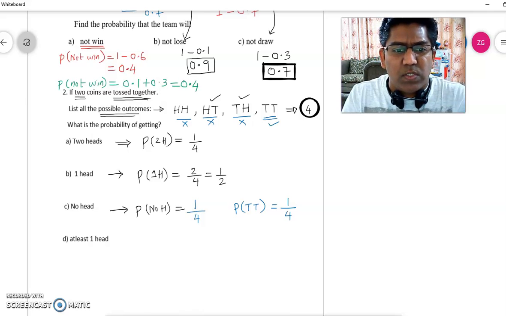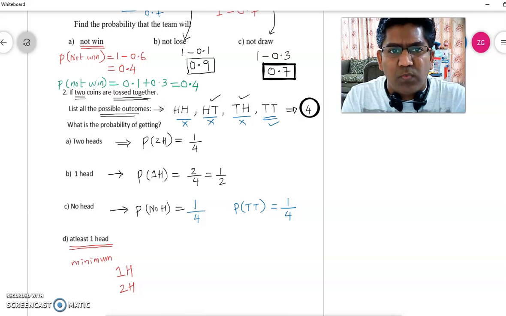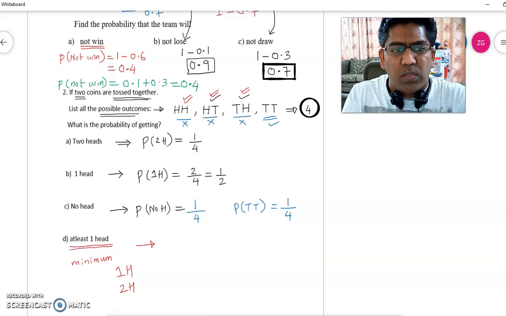Last one. Now this question you need to be a bit careful. It says probability of getting at least 1 head. At least means minimum. So minimum 1 head. So you are okay with 1 head or 2 heads. So how many possibilities do we have with heads? The first one has 2 heads, the second one has 1 head, and the third one has 1 head. So the first 3 possibilities are giving you heads. So the probability of at least 1 head is 3 chances out of 4.